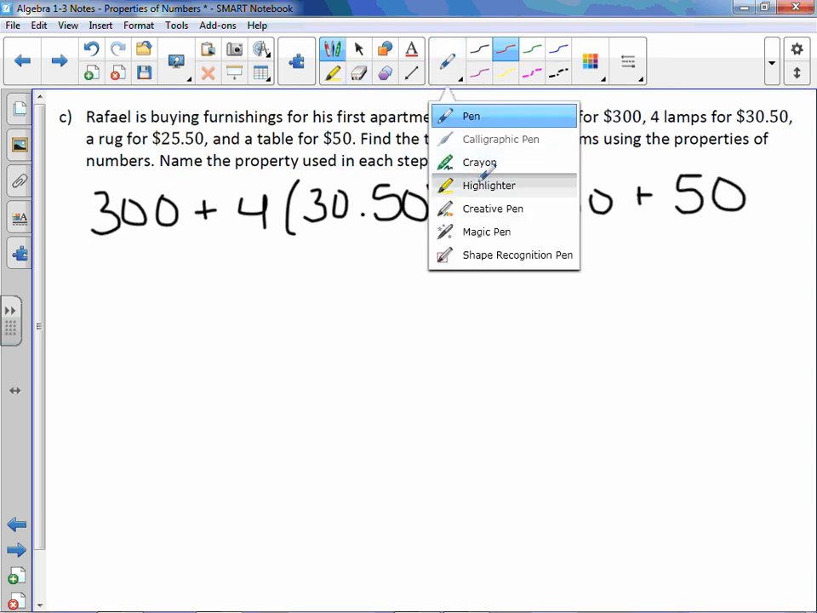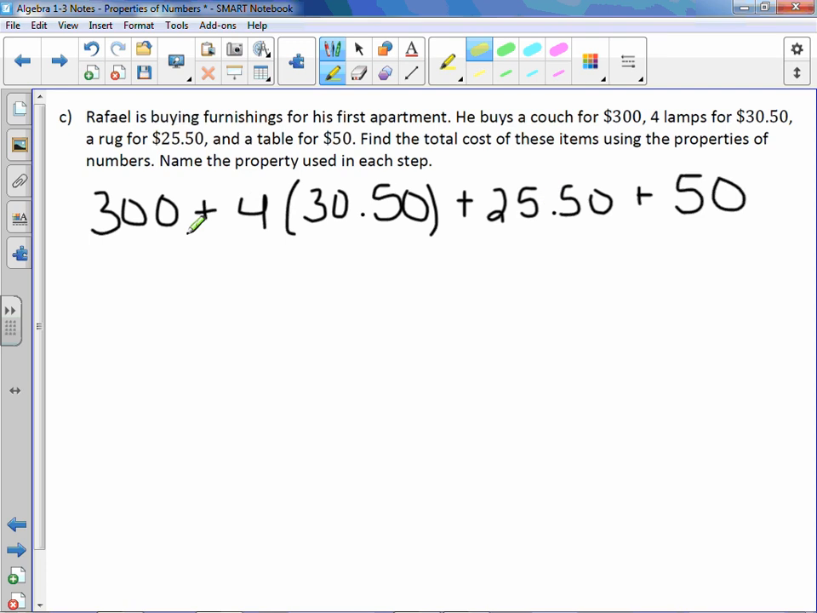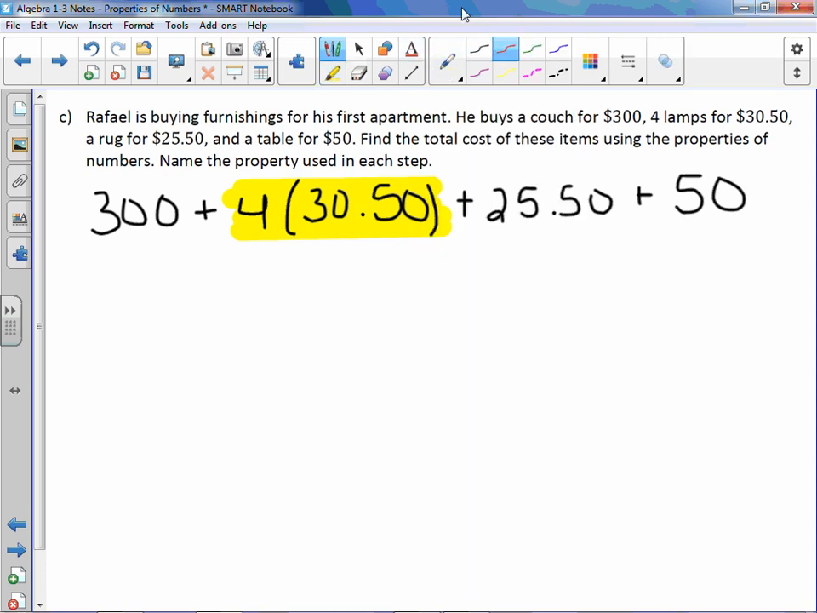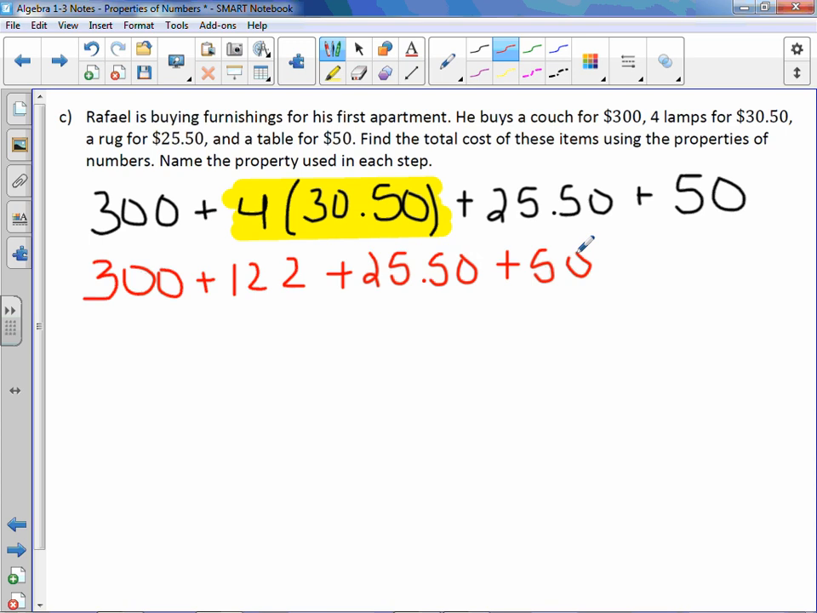First thing we need to do is take care of our parentheses. Actually, our parentheses doesn't have an operation. We don't have operations in parentheses, and we don't have exponents. So we need to take care of our multiplication. 4 times 30.50 is 122. So 300 plus 122. Bring down everything else, 25.50 and the 50. The property we used there was substitution.